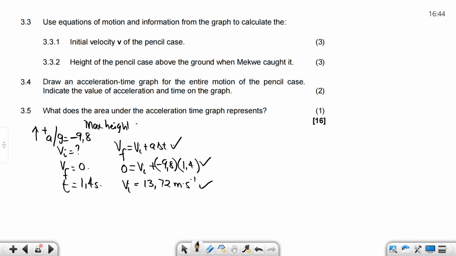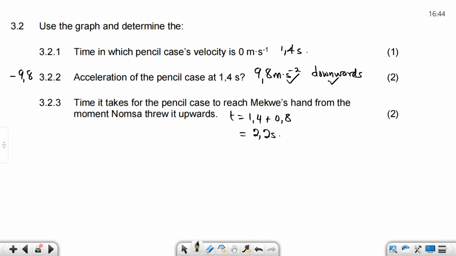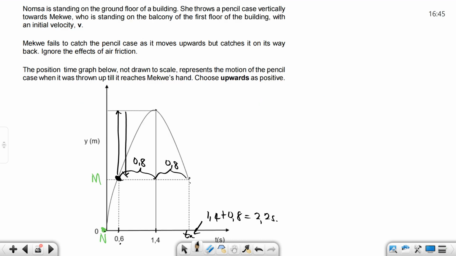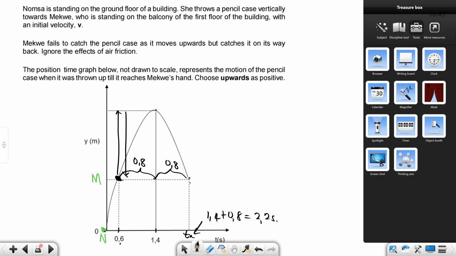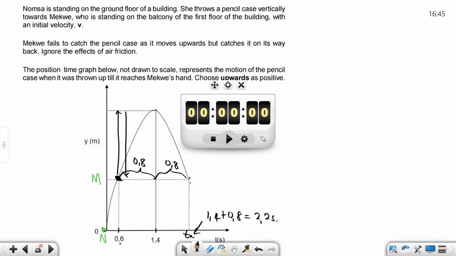All right. Calculate the height of the pencil case above the ground when Mekwe cut it. Can I go back to the graph? What are we looking for? The height of the pencil case above the ground where Mekwe cut it. Let's give ourselves another 3.5 minutes. We're looking for the height where the ball was cut. Here. The graph.